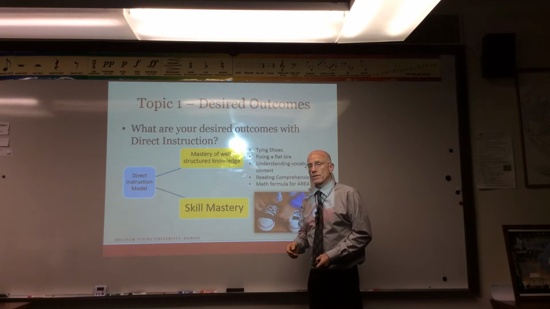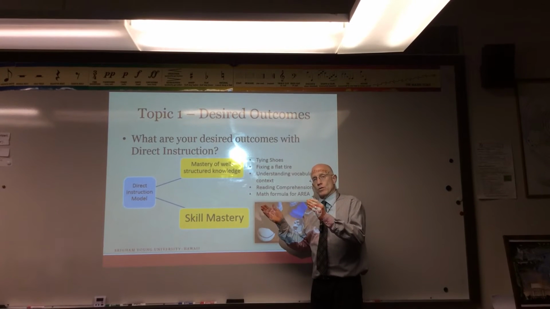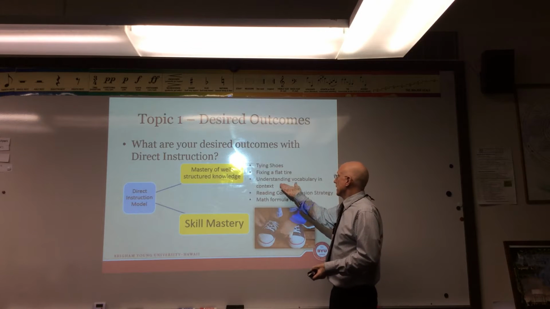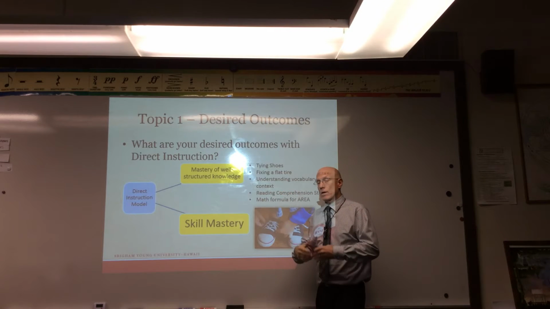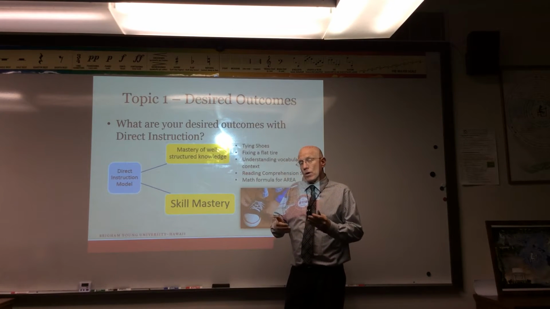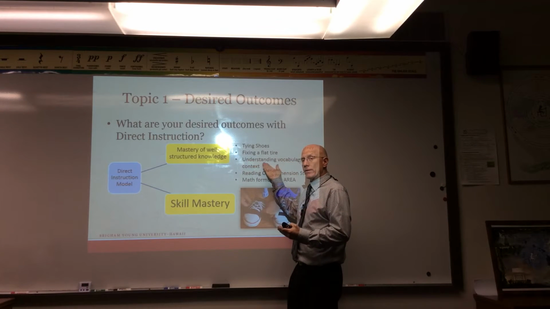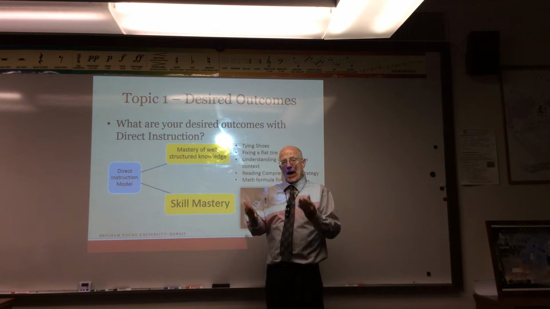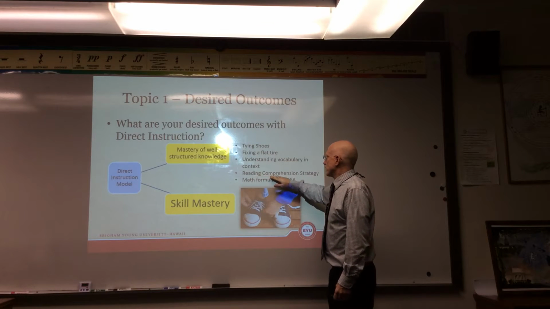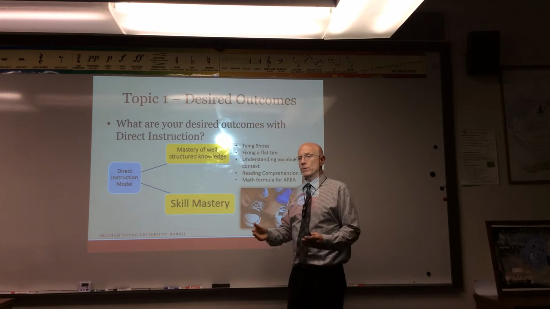Fixing a flat tire. There's a certain way to fix a flat tire, and you should know how to fix a flat tire. Even something like understanding vocabulary context. You come across an unfamiliar word while reading. How do you know what that word means? Well, you can look around the context of the word, and if you know how, you can figure out what the vocabulary word is. Another one is reading comprehension strategies. There are certain strategies to build reading comprehension.